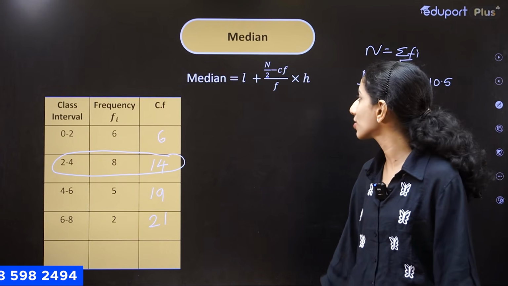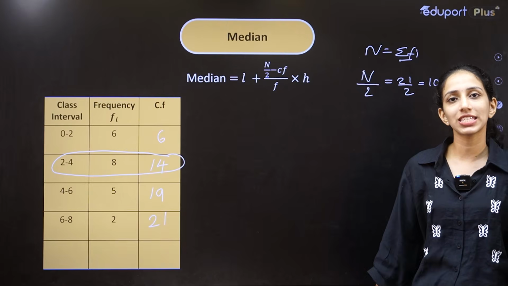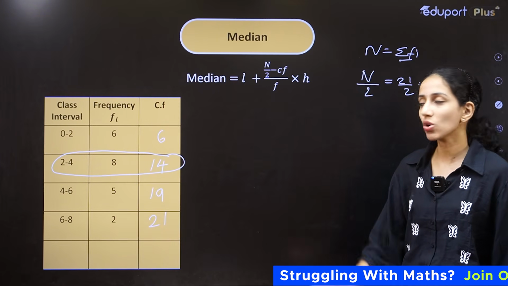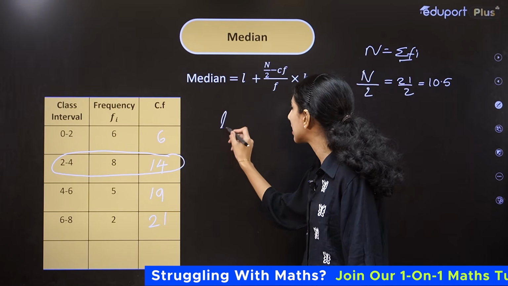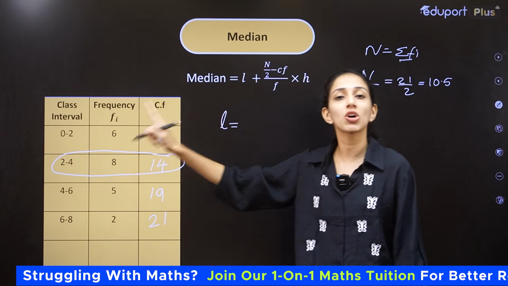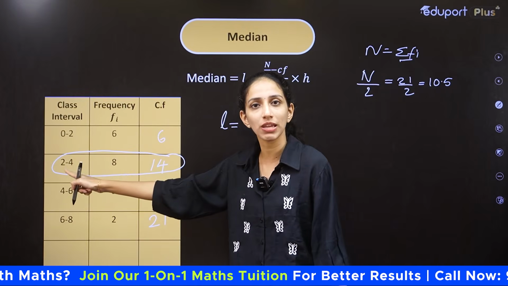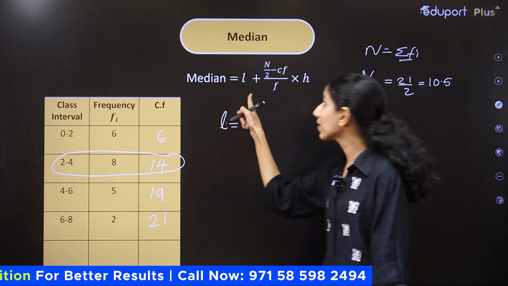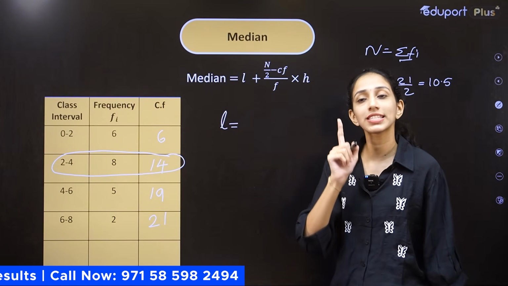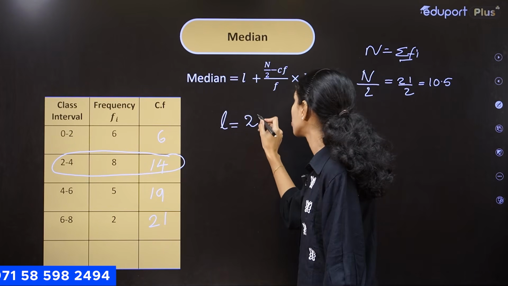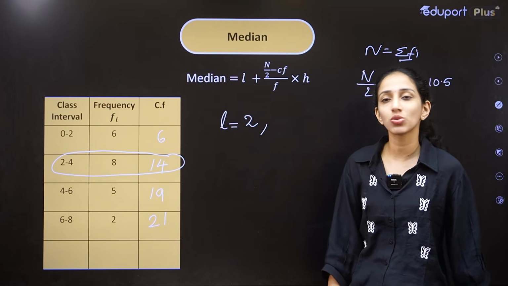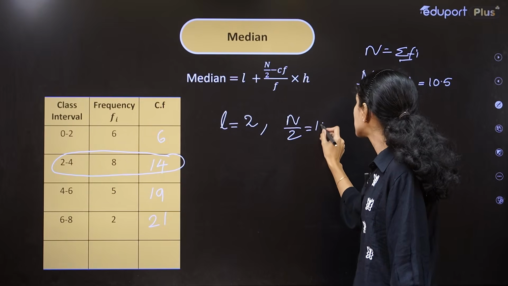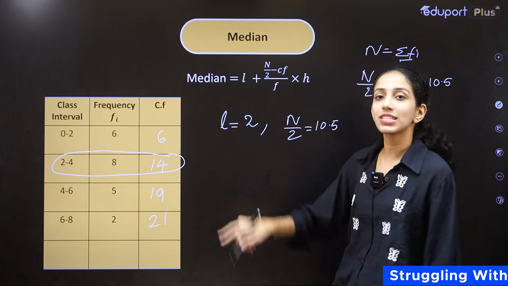Then we are going to consider each term. What is L? L is the lower limit of the median class. So what will be the value of L here? Here we have the lower limit 2 and upper limit 4. We want the lower limit, so L is equal to 2. The next thing, N by 2. We already specified the value of N by 2, that is 10.5.